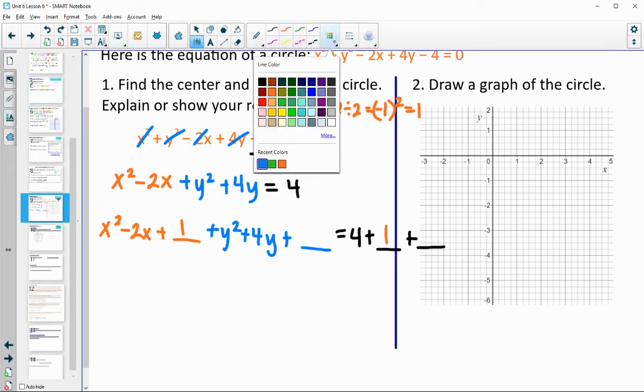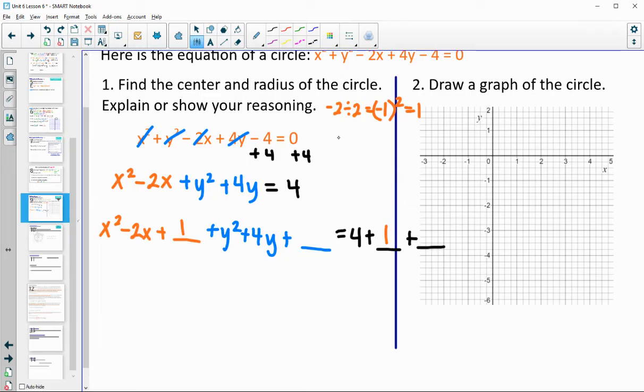Then we'll do the same thing for the y part. So now our middle term is 4. So we'll divide 4 by 2, which is 2. And then we'll square it to get 4. So we're going to add 4 to both sides. Then we'll go ahead and factor these. So the point was that you'd be able to factor this, okay, into a perfect square binomial.